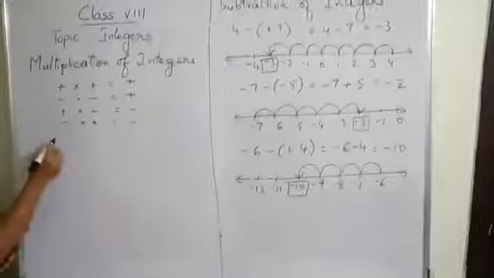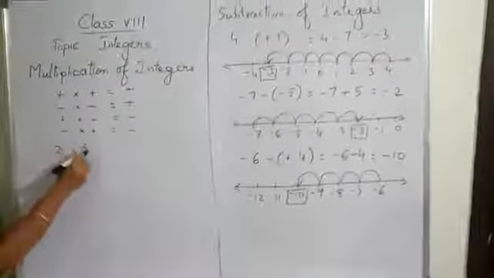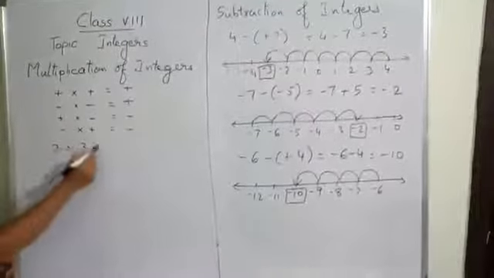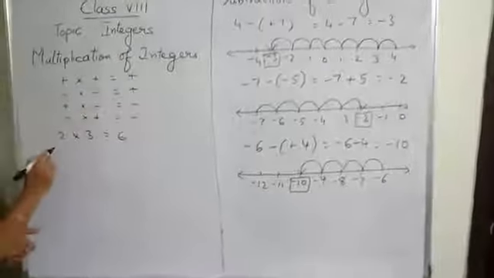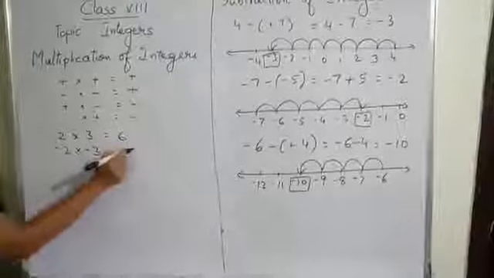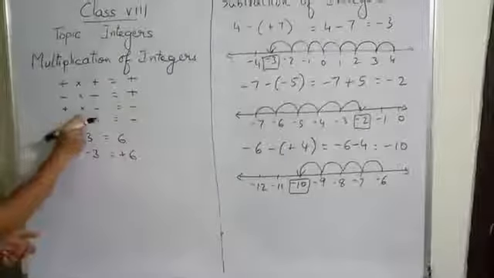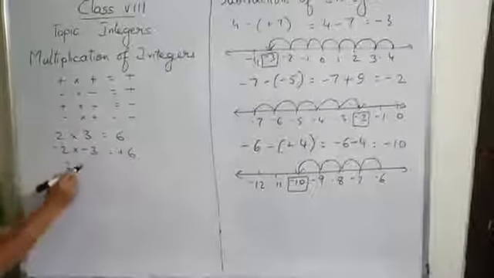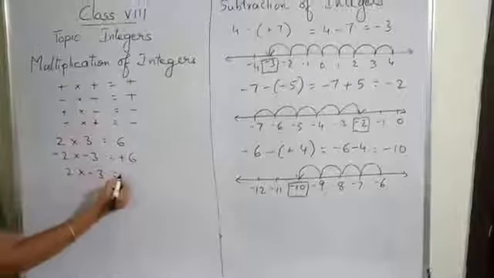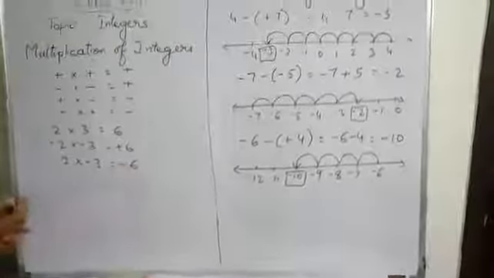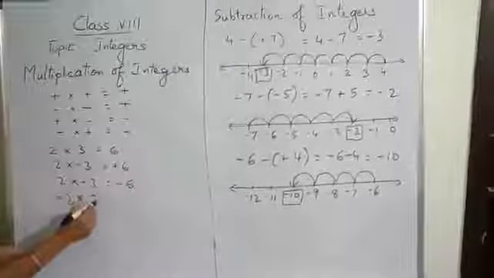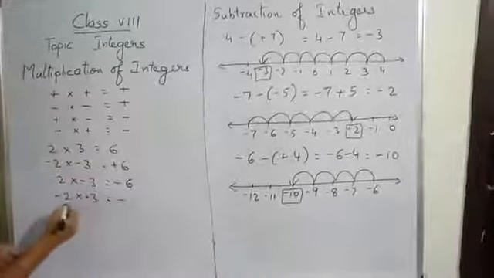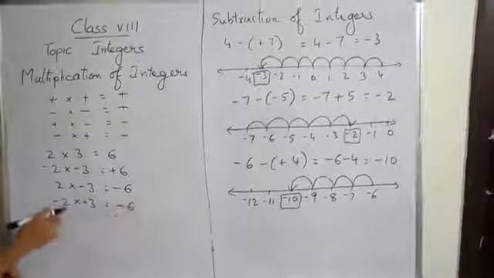For example, if you take 2 into 3, both positive, 2 into 3 is 6. If you take two negatives, minus 2 into minus 3, both are negative. Minus into minus gives you plus. And 2 into 3, 6. If you take one positive, one negative, that is 2 into minus 3. Plus into minus is minus and 2 into 3 is 6. If you take negative and positive, minus 2 into plus 3. Plus into minus is minus and 2 into 3 is 6.